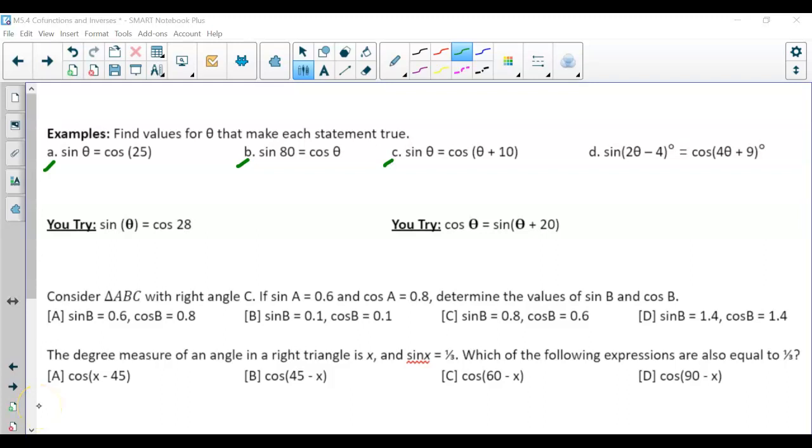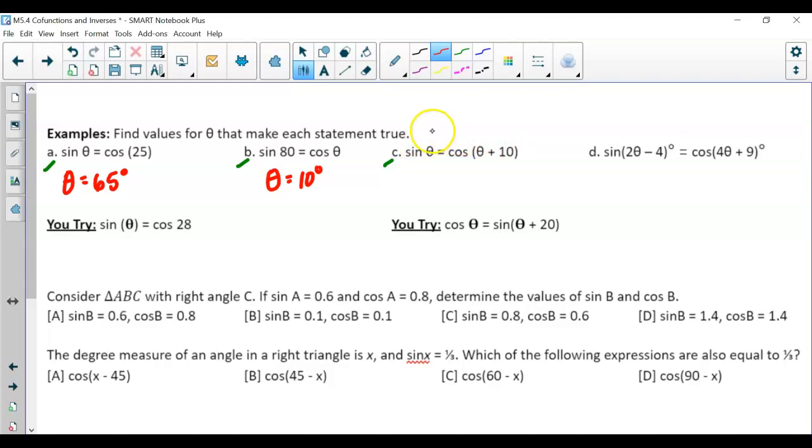And here we go. So for the first one, you should have said that the value of theta is not 25 degrees, because they're cofunctions, but 65 degrees. Then same thing here, theta is equal to 10 degrees. Now here, it's a little different, because we're thinking what value of theta would make these two complementary, showing the cofunction.